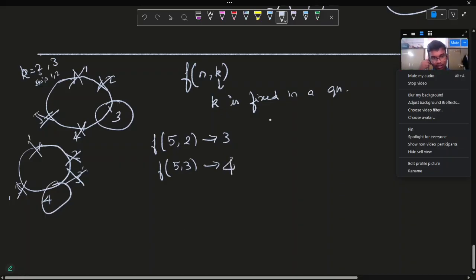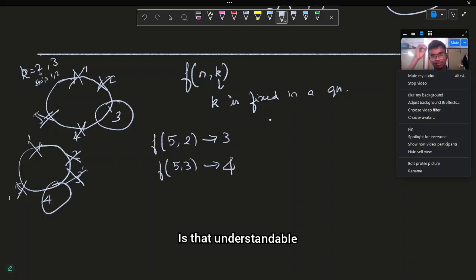Okay. Is that understandable? So the answer changes for different n values.